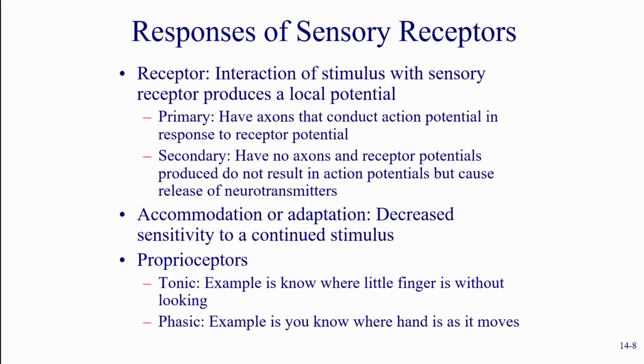Now, proprioceptors, as I said before, that tells you where your joints are in space. And we have tonic and phasic proprioceptors. Tonic is, an example is you know where your little finger is without looking. Phasic is to know where your hand is as it moves. Okay, so like touching your finger to your nose, tonic, you know where your finger is. As you start to move it, that's phasic, and you know where it's moving to as it then touches your nose.